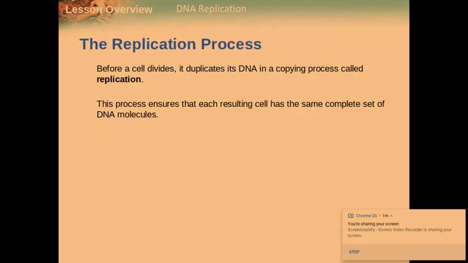Before a cell divides, this is in the S phase of the cell cycle. That's one of the reasons why we went through that whole thing. If you remember, it goes G1, S, and then G2. And the S part of the cell cycle was DNA synthesis. And that's what this is. This is when this happens. The process ensures that each resulting cell has the same complete set of DNA molecules, which is very important.